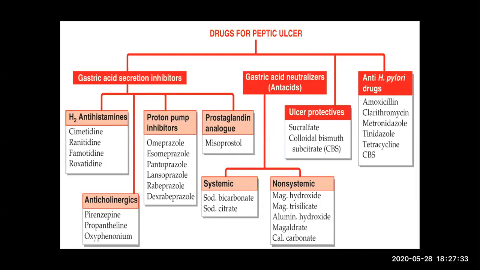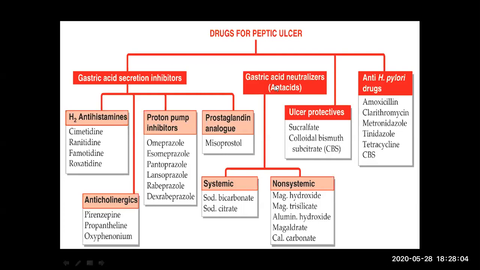The next group of drugs is proton pump inhibitors, where we have drugs like omeprazole, esomeprazole, pantoprazole, lansoprazole, rabeprazole, and dexrabeprazole. The next group of drugs is prostaglandin analogs, where you have misoprostol. And anticholinergics, which act on the M3 receptors, muscarinic type 3 receptors, we have pirenzepine, propantheline, and oxyphenonium. These groups of drugs inhibit the gastric acid secretion.